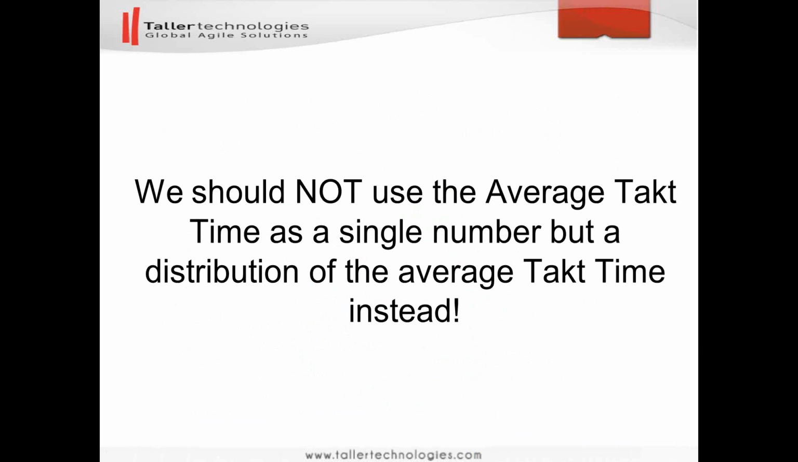And here comes the very important point. We should not use the average tag time as a single number, but we should use the distribution of the average tag time instead. That's the core of this presentation. So this comes from a mathematical theorem called Jensen's inequality, named after the Danish mathematician Johan Jensen, which relates the value of the function of the integral to the convex function. In plain words, it would say that the average of the output is greater or lesser than the value calculated based on the average of the input of all nonlinear functions. The topic of this presentation is not to go into math, so you can Google for it, Jensen's inequality, and you will read it by yourself.